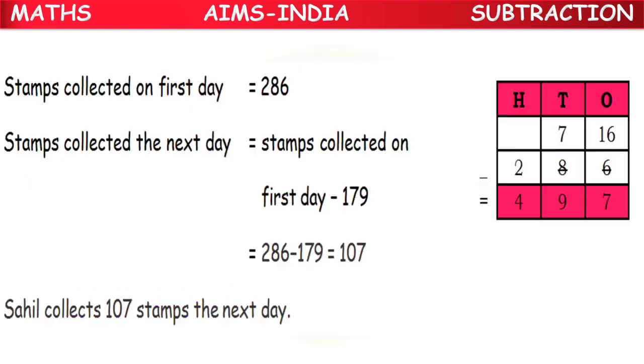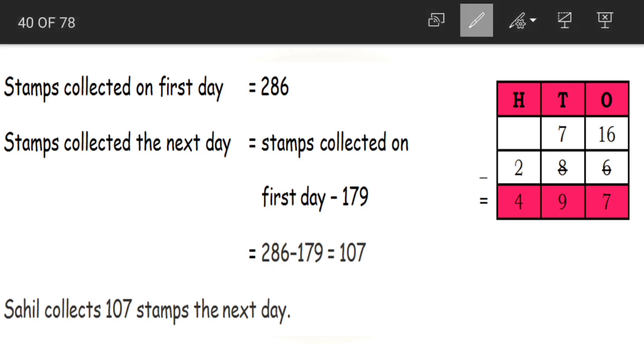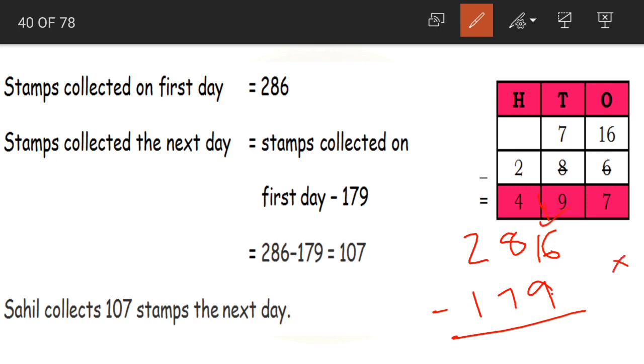We subtract. Yes, so here we are doing the same. Stamps collected on the first day minus 179. Now what is the stamps collected on first day? That is 286. So 286 minus 179. Let us subtract now. 286 minus 179. Now coming to the ones place, 6 minus 9 is not possible, so we'll borrow.